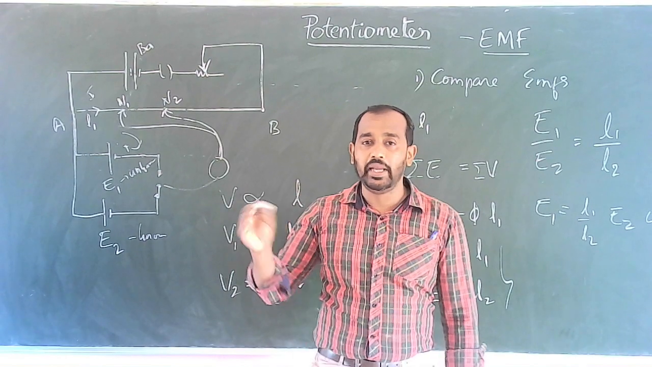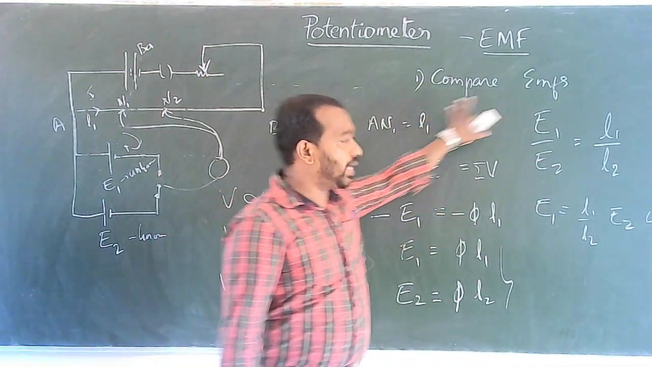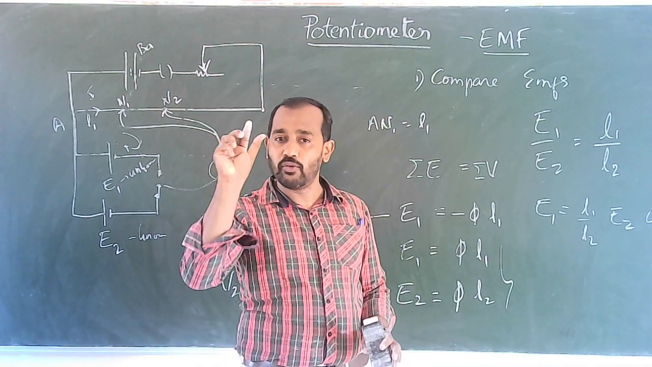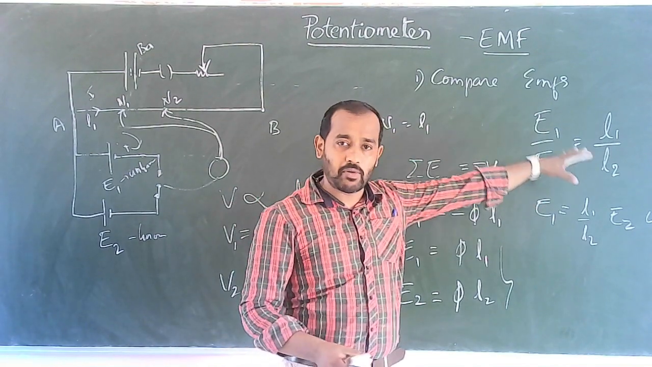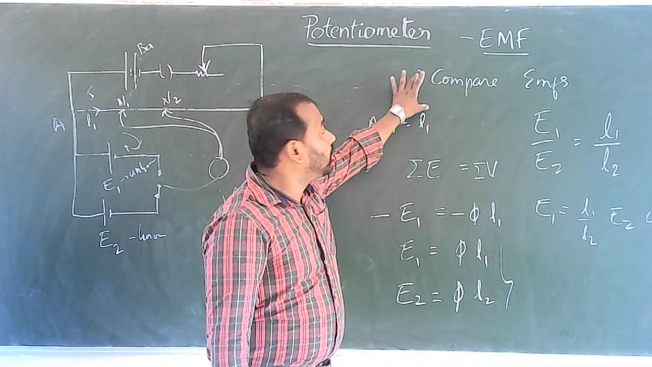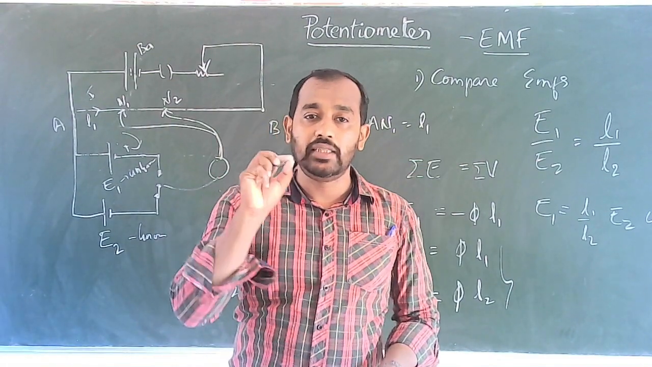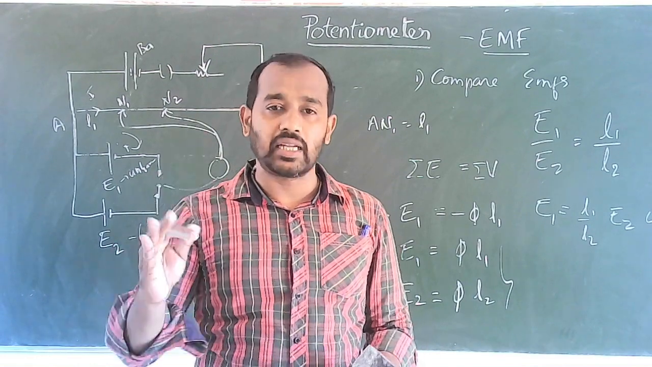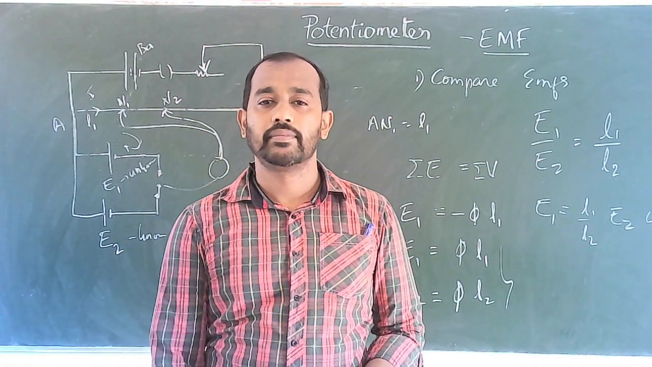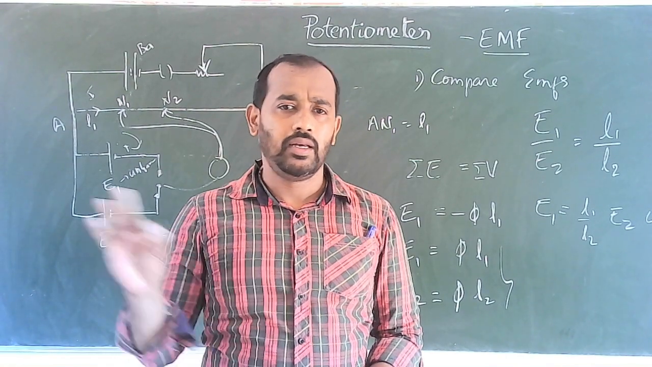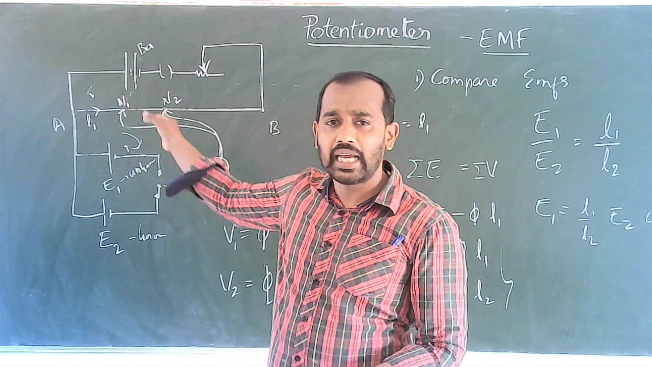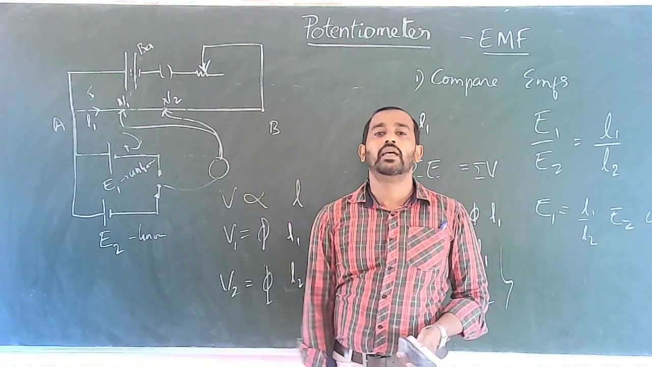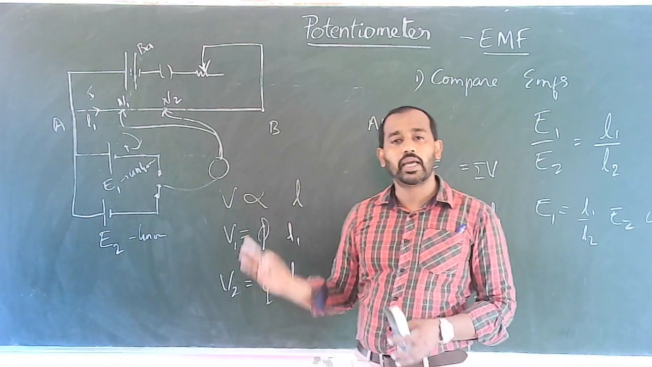There is one more application also. One is to compare the EMFs, which we have discussed. While comparing the EMFs, we know the value of the EMF of one of the cells, so we can find out the EMF of the other cell. The second application is that the potentiometer can be used to measure the internal resistance of a cell. No other device can do exactly what the potentiometer does when we are measuring the internal resistance of a given cell. So we can use the potentiometer.